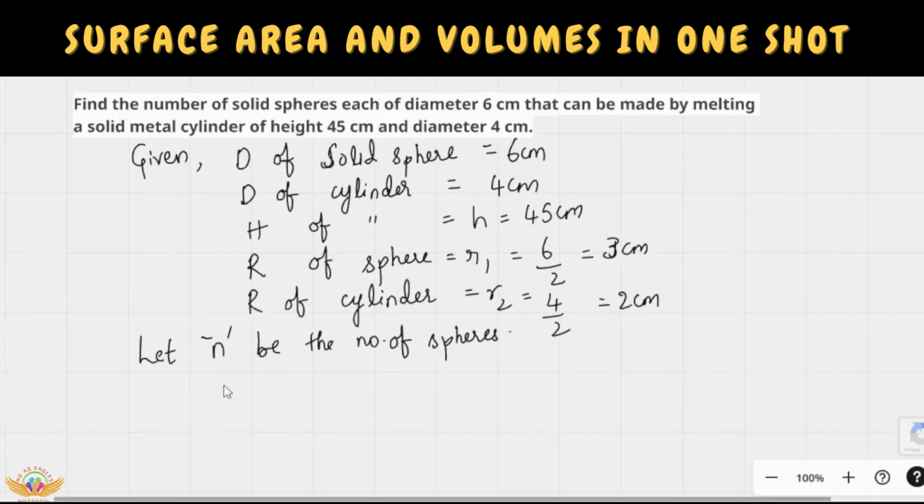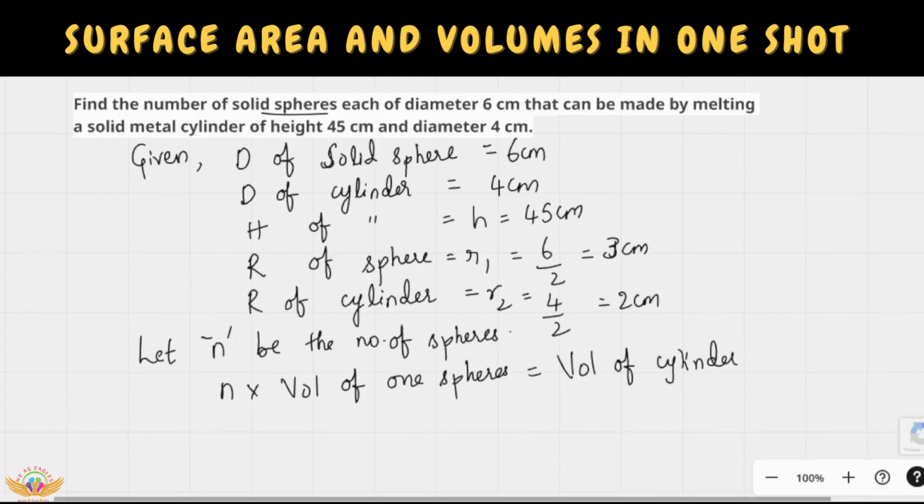Now n into the volume of one sphere. We don't know how many spheres they have made, so I'm taking n number of spheres, and these n spheres are equal to the volume of the cylinder because they melted it, right? So this will be equal to the volume of the cylinder.